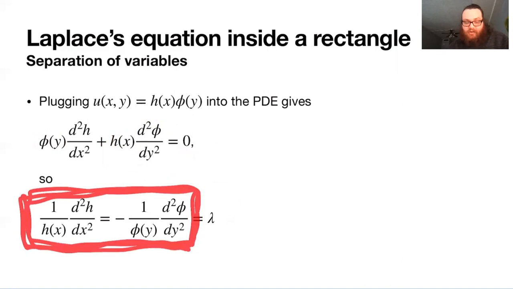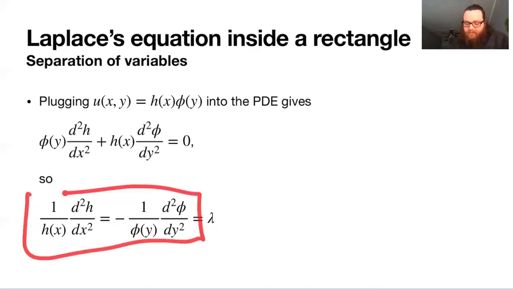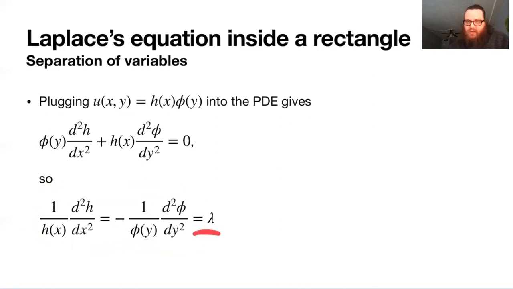The observation is that the left-hand side only depends on x, and the right-hand side only depends on y. So each side is a constant with respect to the other. So each side is equal to a constant, and we're going to call that constant lambda. We're going to keep a positive sign with this constant because we have a negative sign right here, for reasons that we'll see in a second. But this is what we get from separation of variables. This is all equal to a constant.